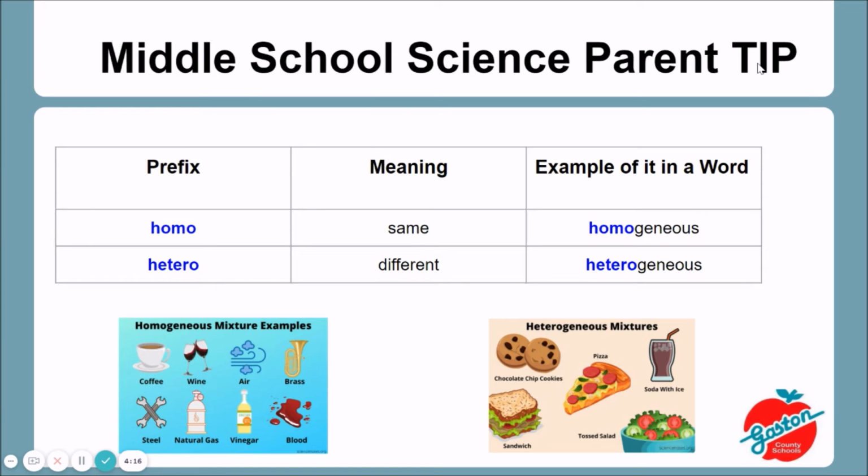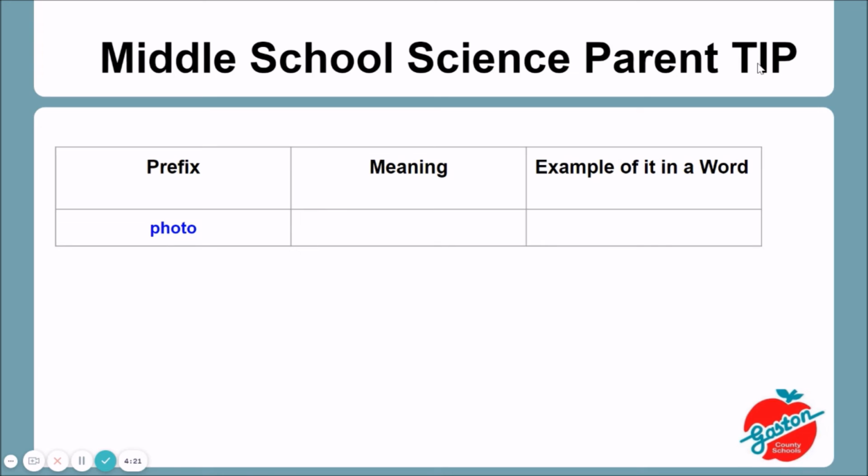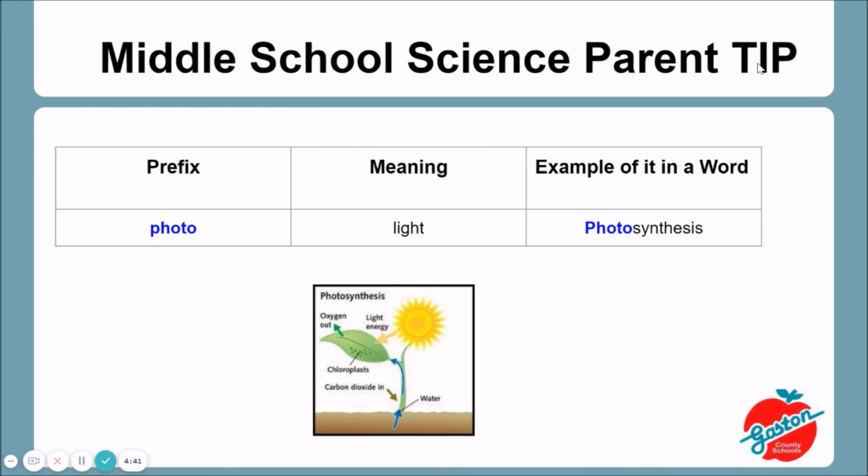Let's see if they know the meaning of one more, the prefix photo. Do you know the meaning of photo? Well, photo means light. Can you think of a science word that has the prefix photo in it? Amber, do you know of any science words with this prefix? Well, I can think of photosynthesis. Photosynthesis is the process by which green plants and other organisms use sunlight to synthesize or make food from carbon dioxide and water.